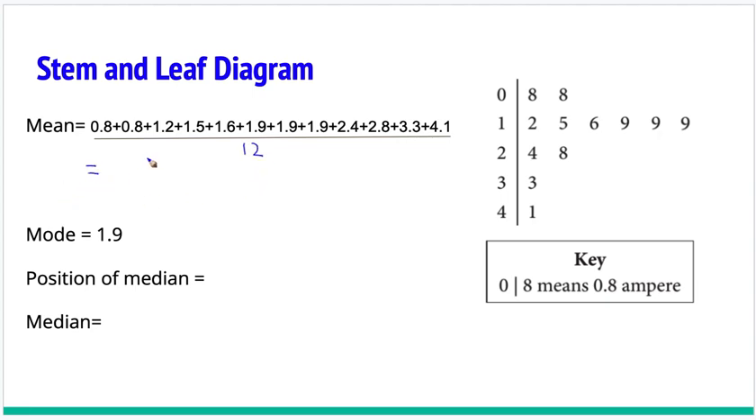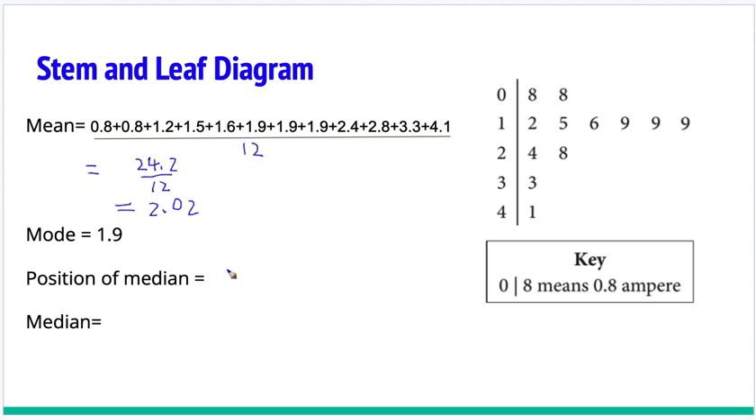When we add all the numbers, we have 24.2 divided by 12. That will give us 2.02. The mode being the number that is the most common, in this case is 1.9. Always read the stem first, 1.9. There are 3 of them, so the mode is 1.9.